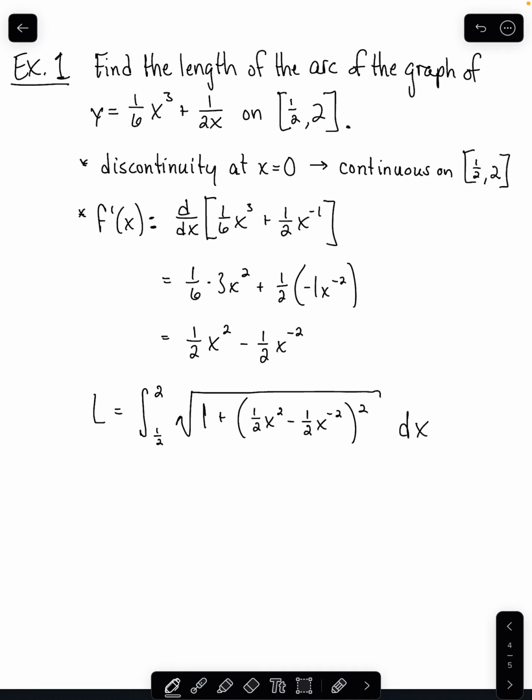Now, this is not going to be the easiest thing to integrate. A large part of the reason for that is this is a composition, which normally would suggest integration by substitution. However, integration by substitution requires that the derivative of the inside function be a factor in the integrand. We have no other factors in the integrand besides this square root. So integration by substitution is not going to help us, at least not at this point.